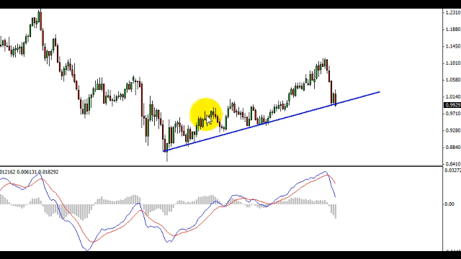because it's a bump and run pattern. It's called bump and run: sideways move, and then bam, up, down. Now it should be broken, and when it is broken, let it test the line again, and then look for opportunities to sell. So a great pair to look for.